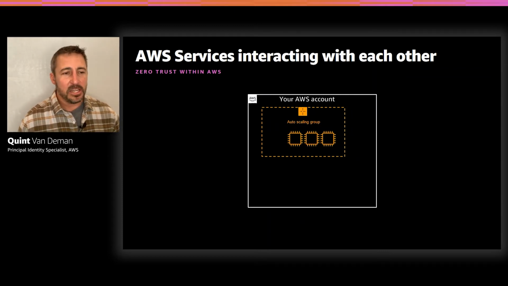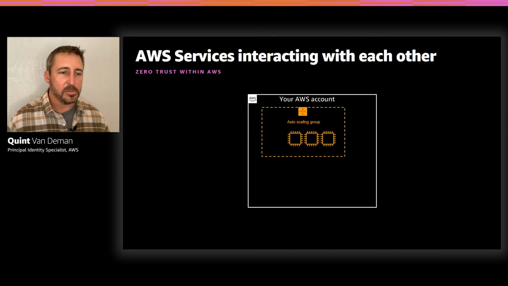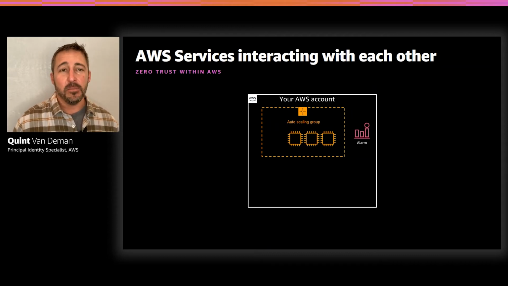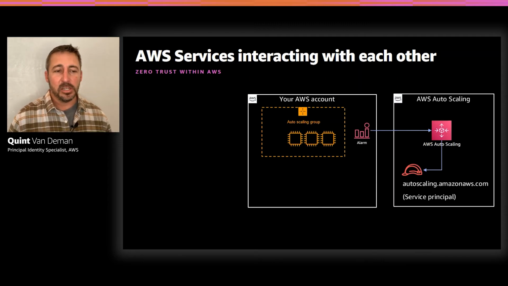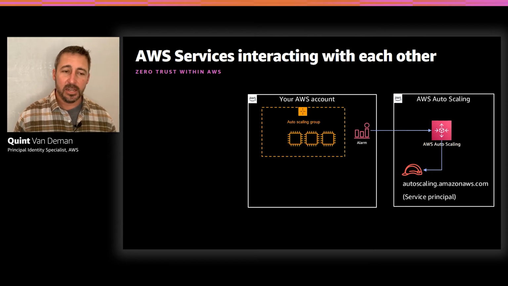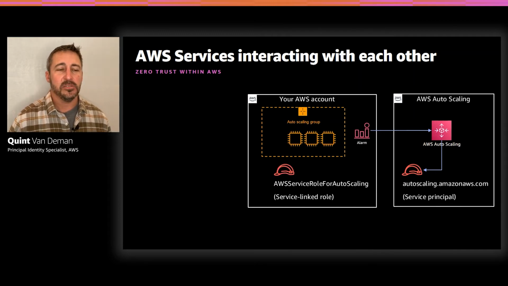Here, you've got in your own AWS account, you've perhaps configured an auto-scaling group, and that auto-scaling group gets an alarm that senses that it needs extra capacity, right? That alarm goes over and triggers an event in the AWS auto-scaling account, right? And in that account, we've got an IAM role, autoscaling.amazon.aws.com, what's known as a service principal.